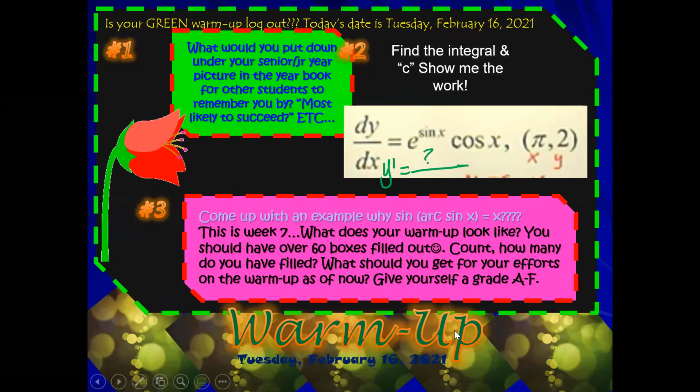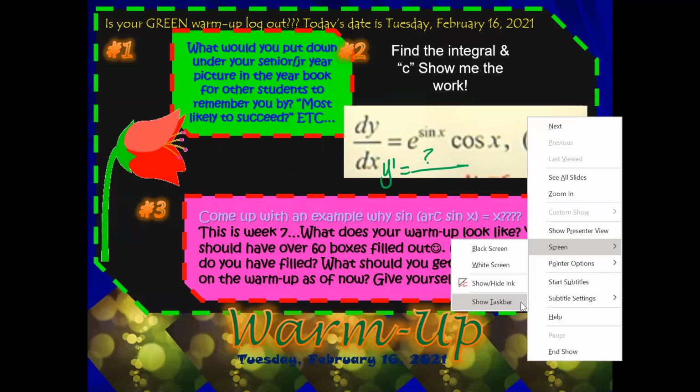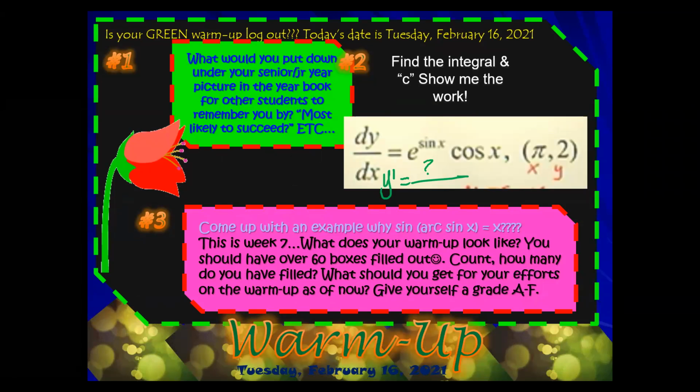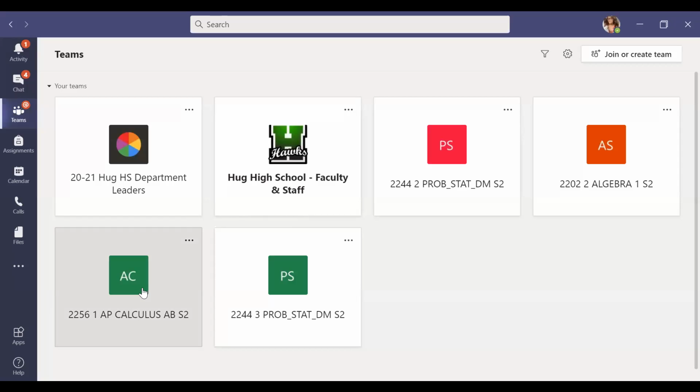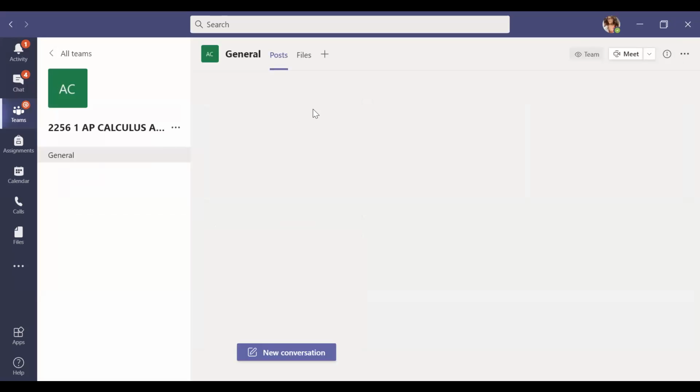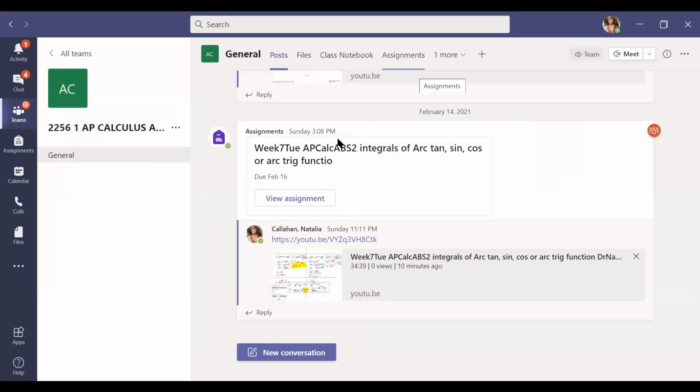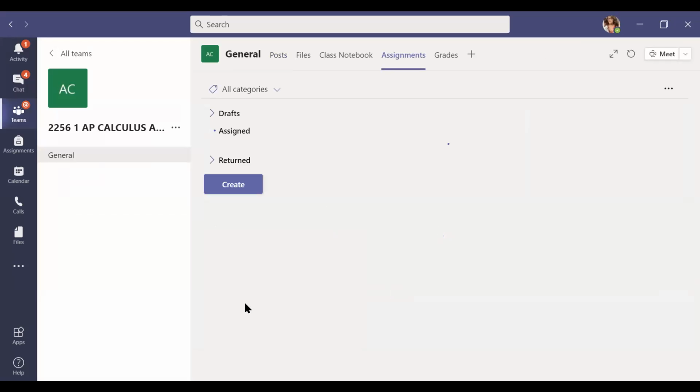So looking at this part right here, go ahead and pause the video and answer the following questions for your warm-up. All right, let's go ahead and create the assignment for those of you guys who have this class hybrid at home.